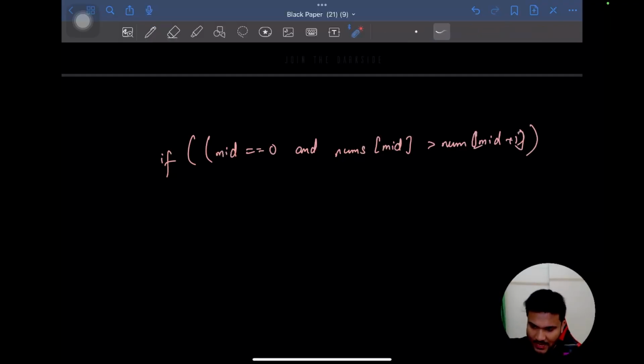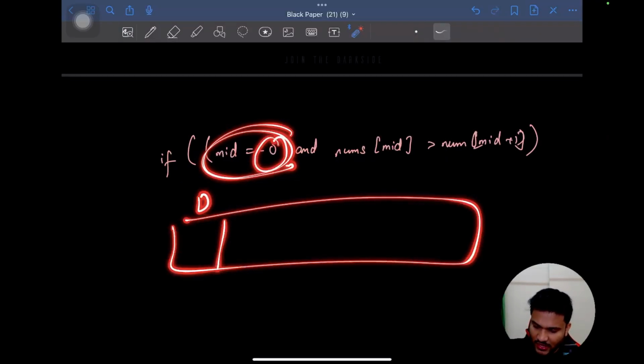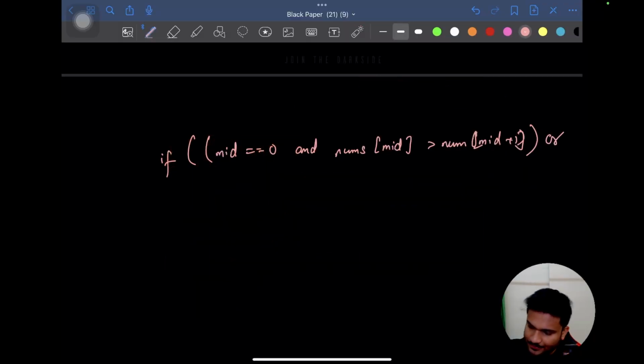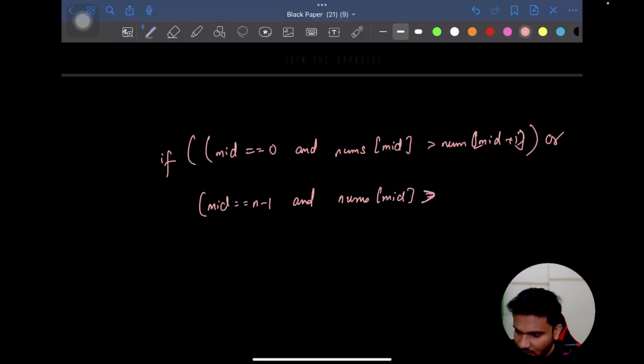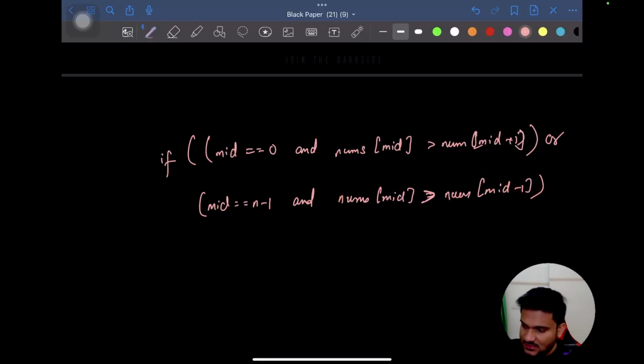Can I say that if the midpoint you got is the 0th index, that means the 0th index of the array, you just compare it with the first index? If this value is greater than the first index value, then mid is a peak. Or if mid is equal to n minus 1 and nums of mid is greater than nums of mid minus 1, right? Just think about it. If you are the last element and you are greater than your previous element, then also mid is the answer.